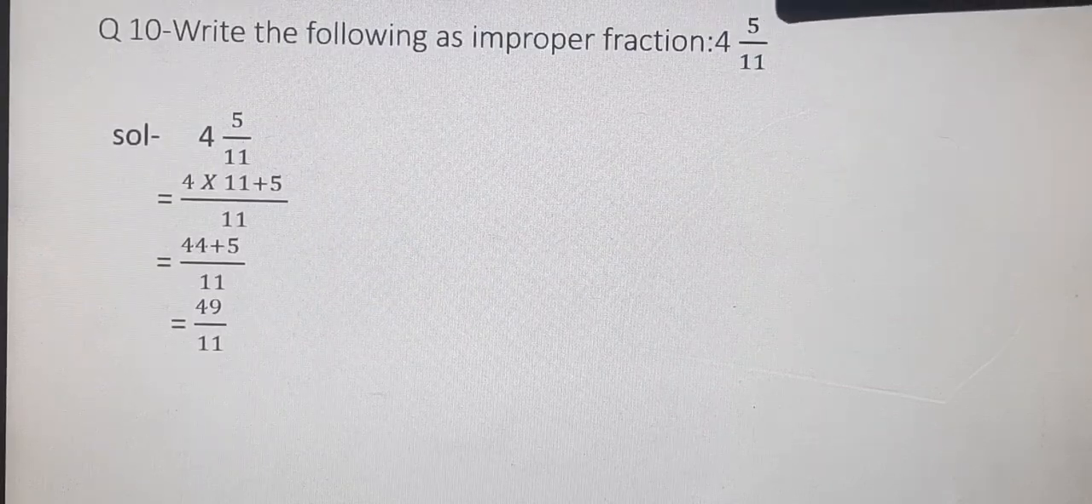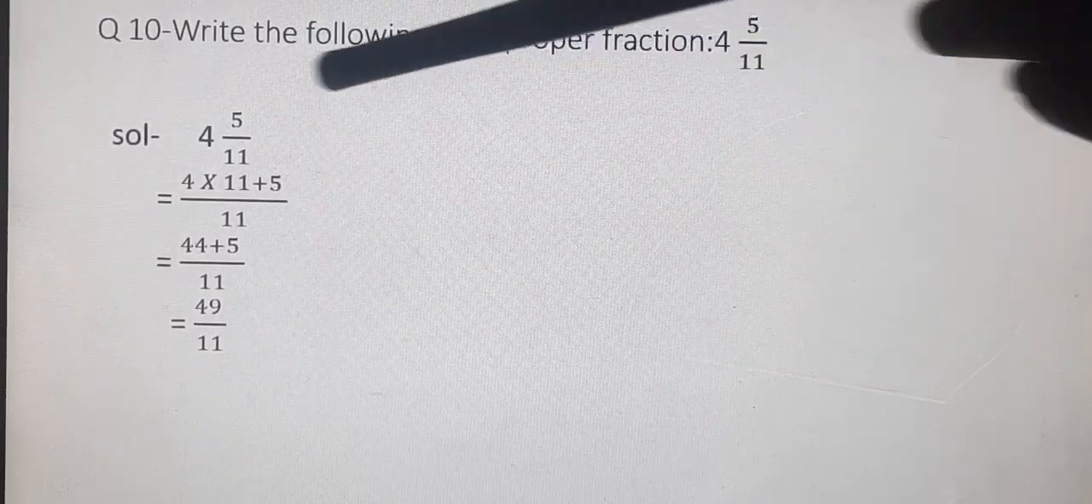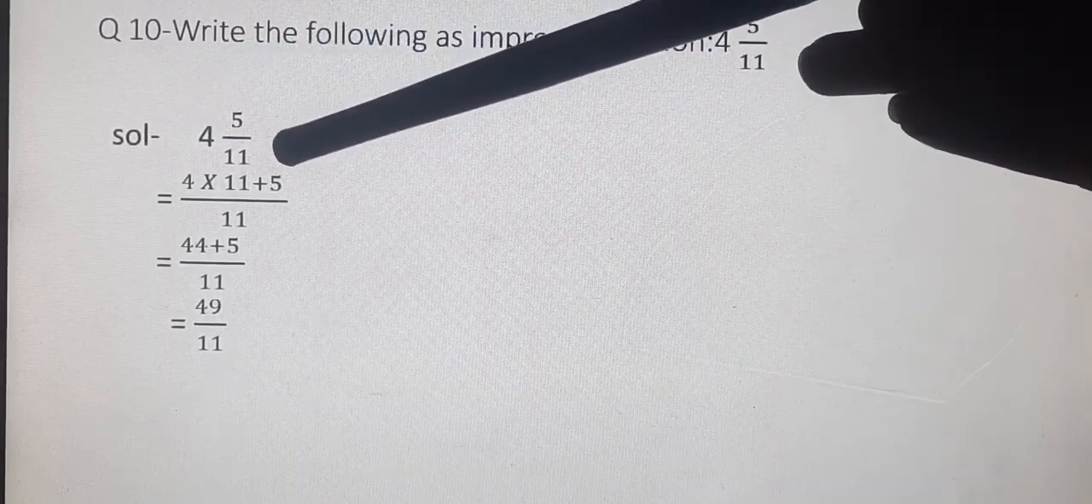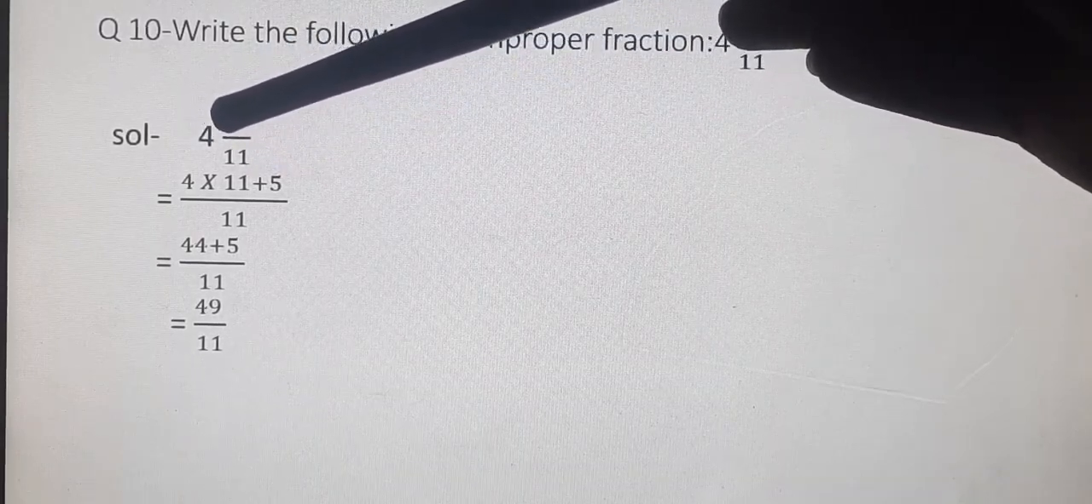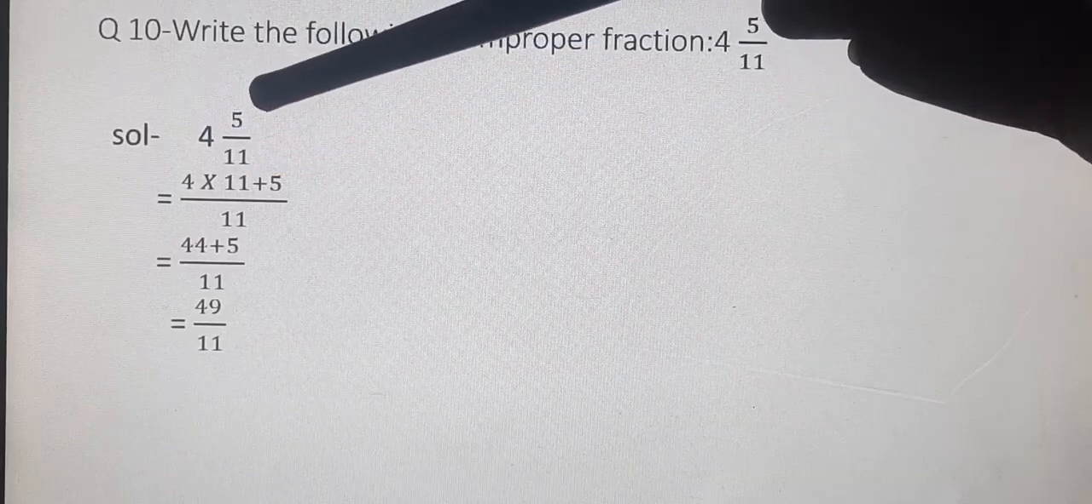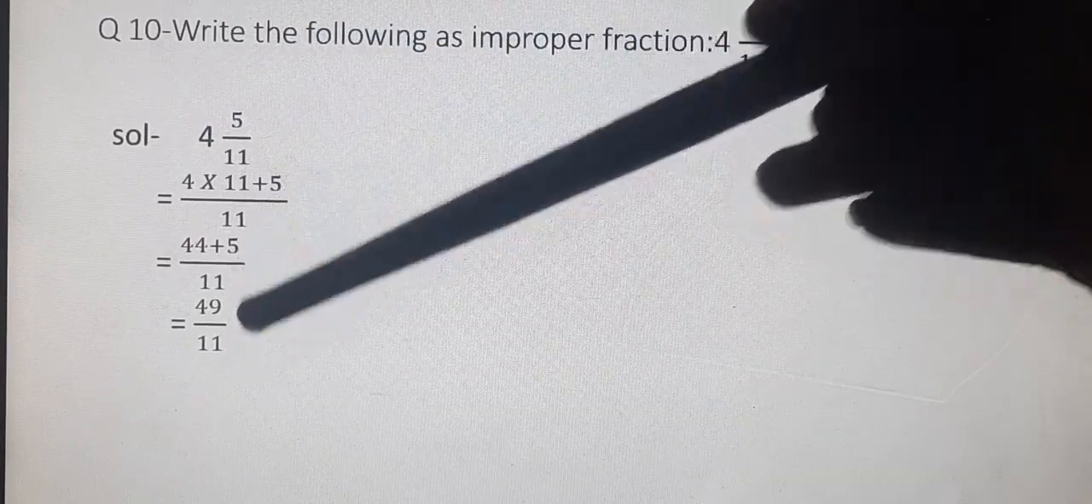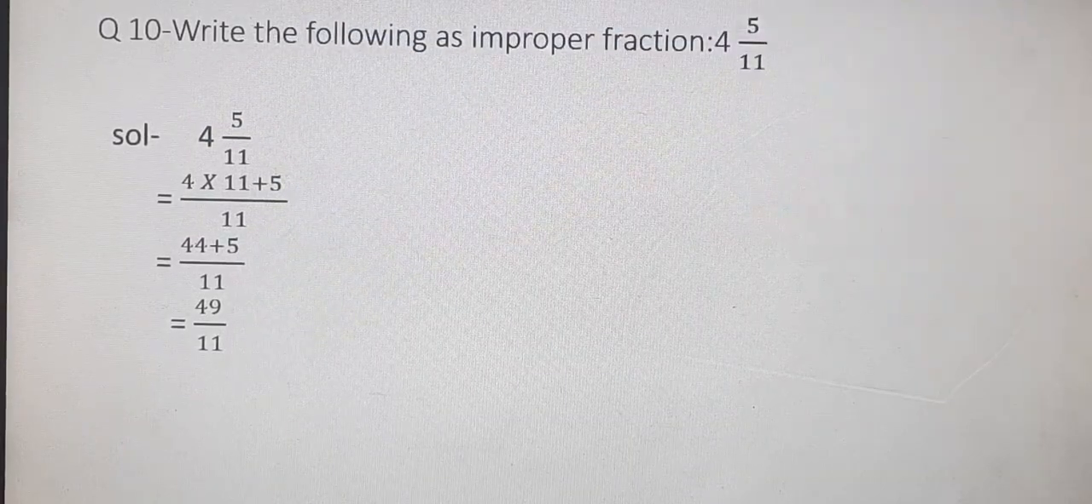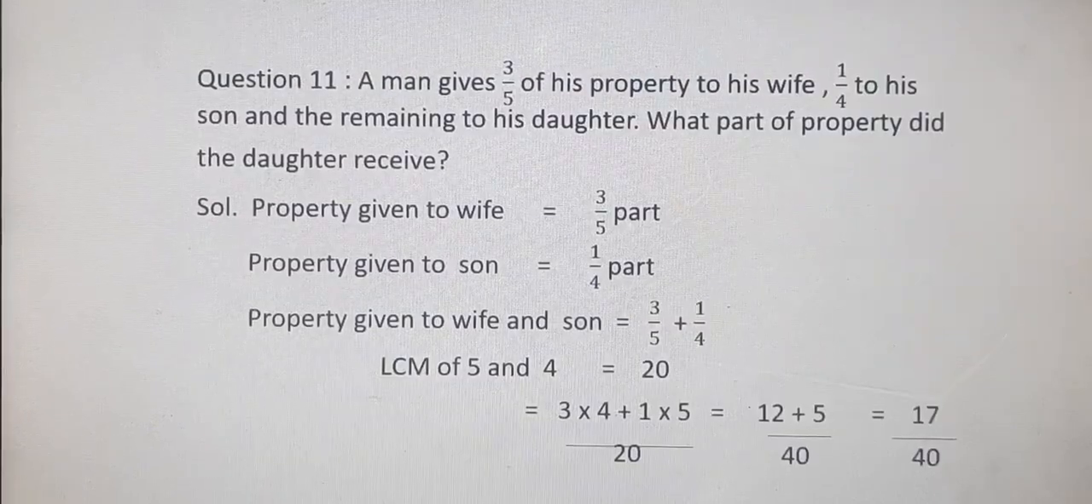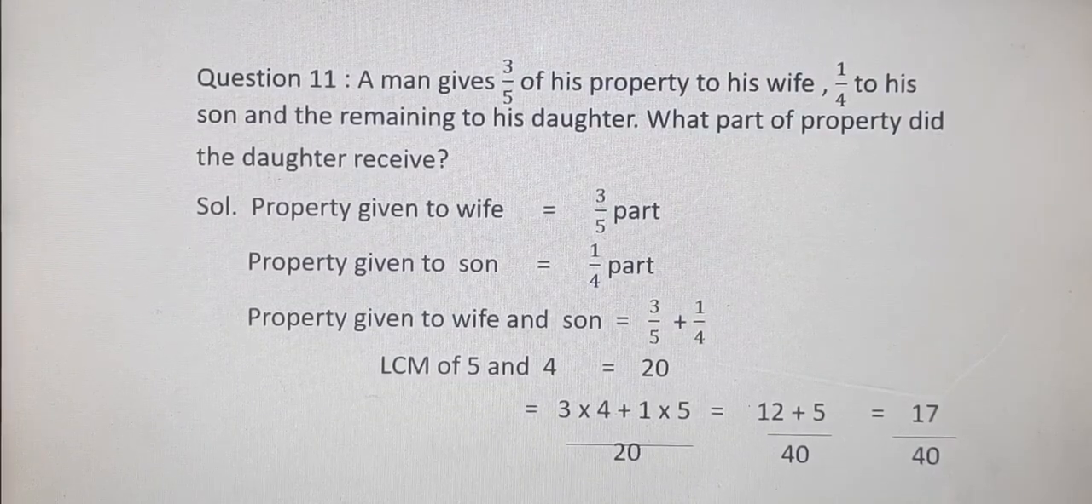Write as improper fraction as we have done previously also. 4 whole 5 upon 11. 11 4s are 44. 44 plus 5, 49. 49 upon 11. Right?